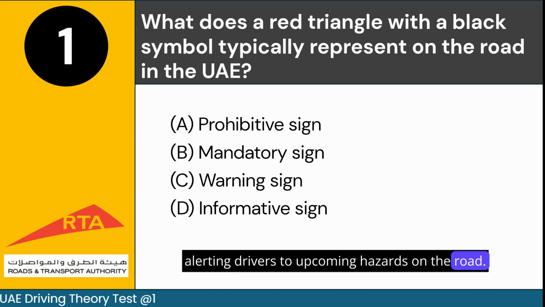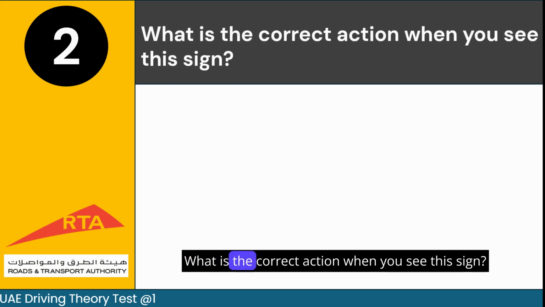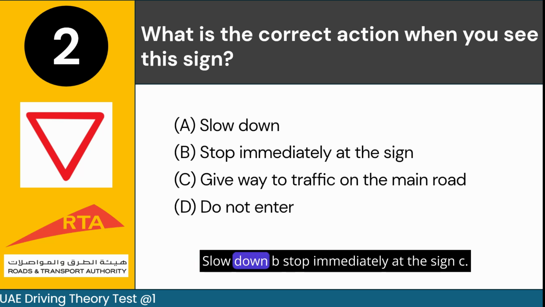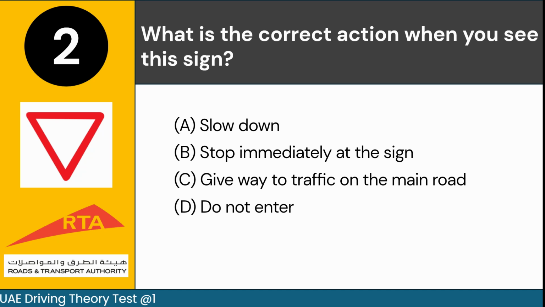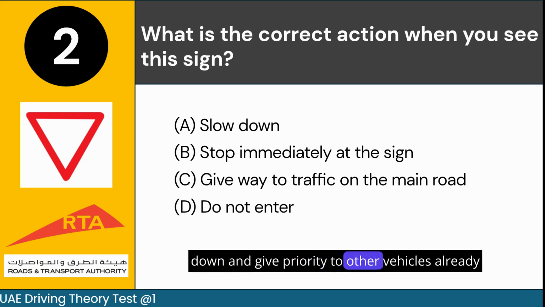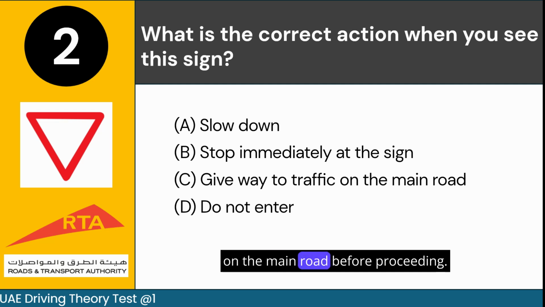hazards on the road. What is the correct action when you see this sign? A. Slow down. B. Stop immediately at the sign. C. Give way to traffic on the main road. D. Do not enter. Answer: C. Give way to traffic on the main road. A give way sign requires the driver to slow down and give priority to other vehicles already on the main road before proceeding.